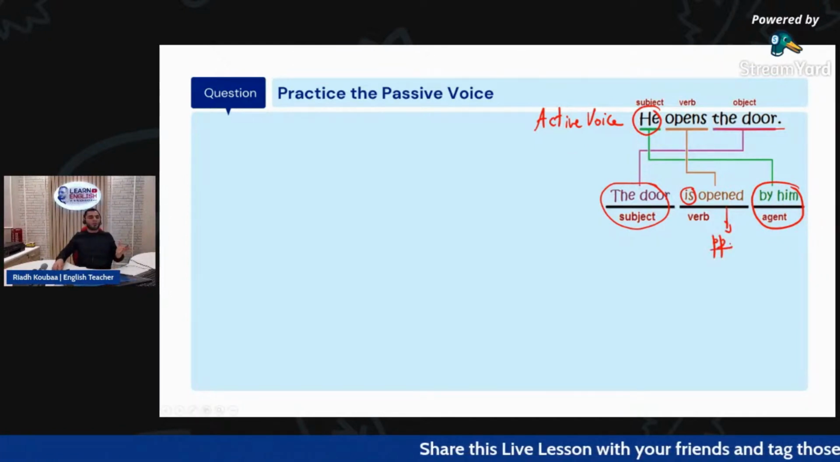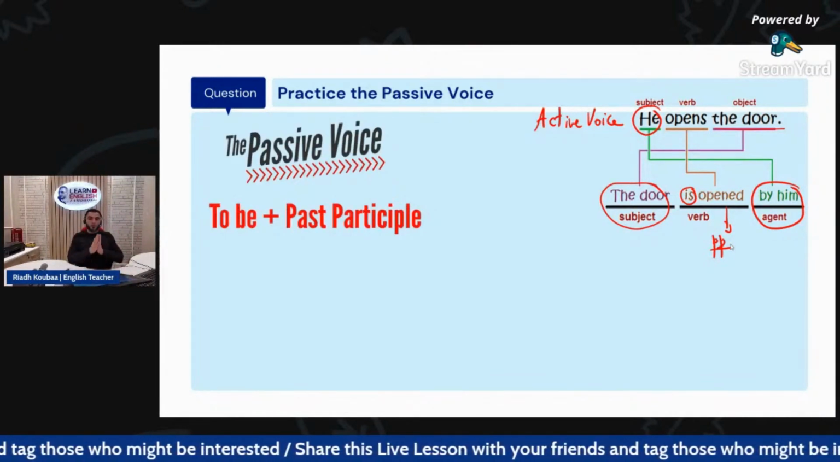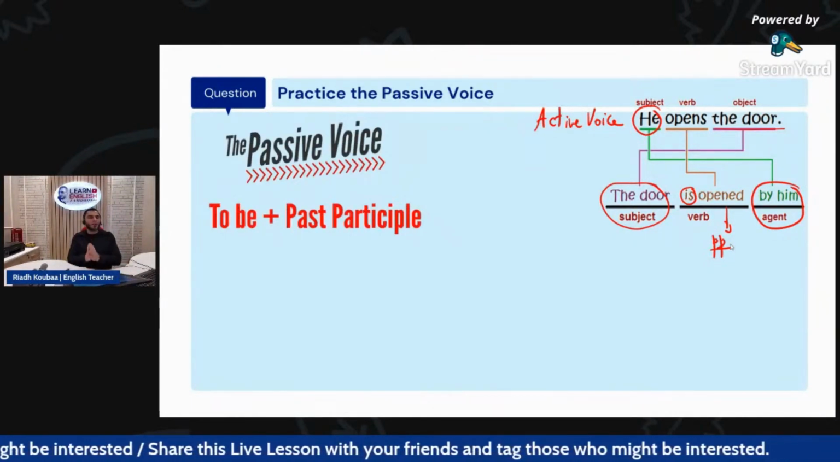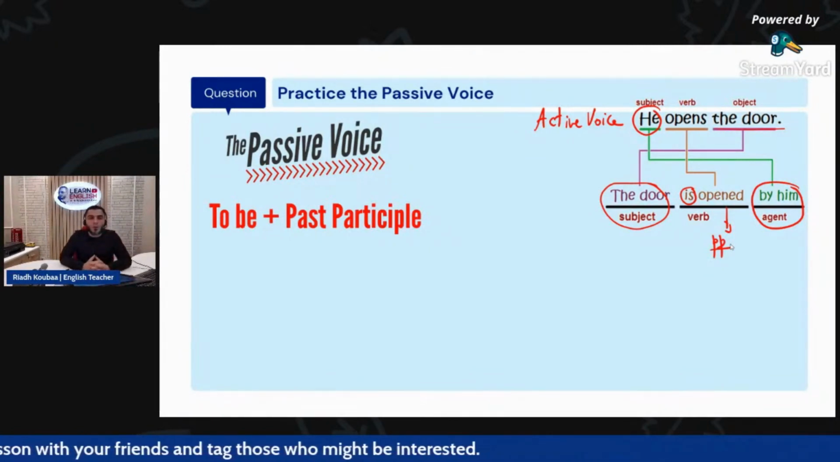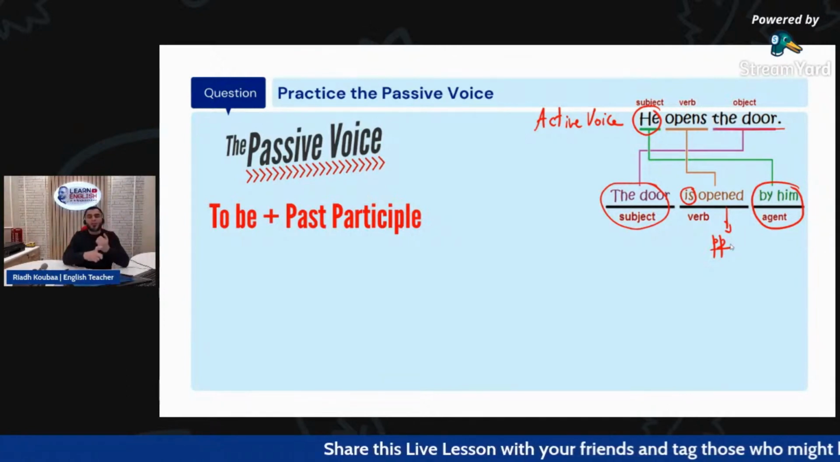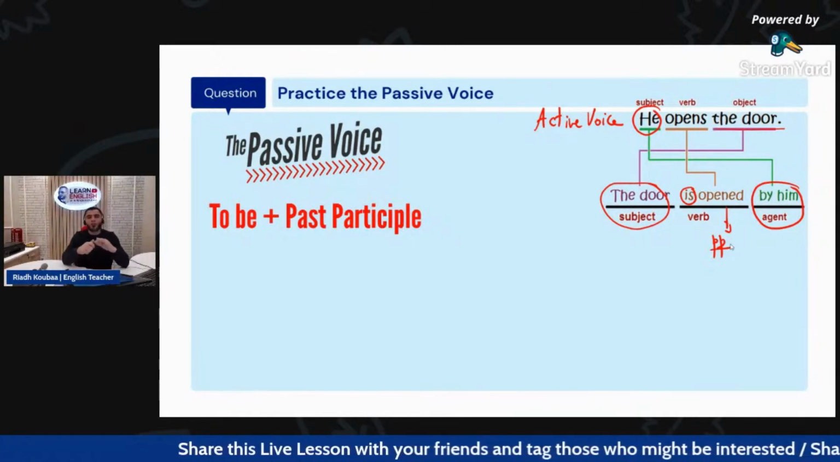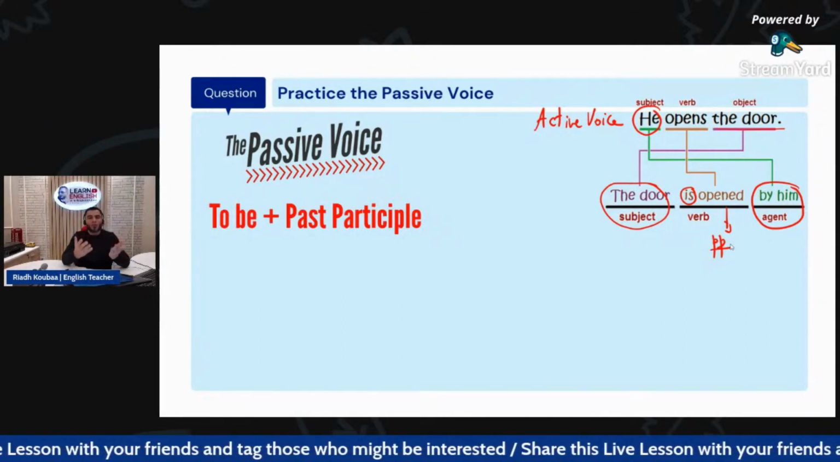So what is the rule of the passive voice? The general rule is to be plus past participle. So this is the general rule. But sometimes in the exam or in the put in the right tense question, you can be given, for example, to put a sentence in the passive voice, whether in the simple present or the future or simple past or present perfect, or it can be used with a modal.